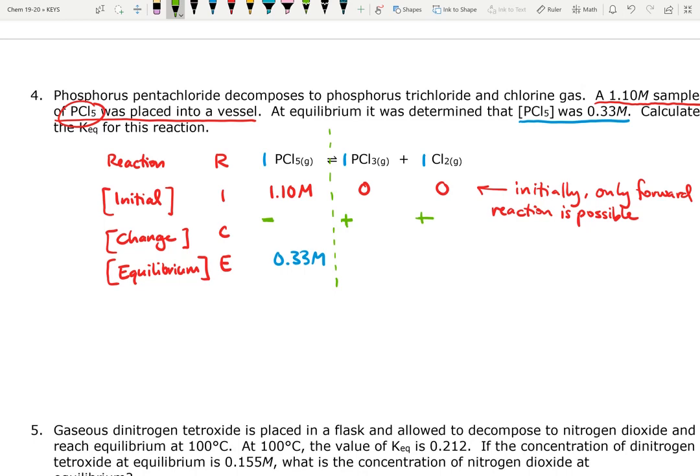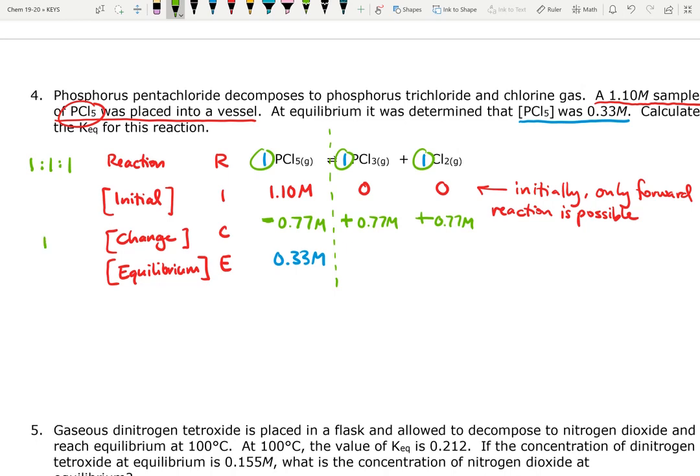Now here's the idea. We need to fill in some numbers. So how much did the PCl5 decrease in this case? Well, if I look at 1.10 and it ends at 0.33, I can figure out that it decreased by 0.77 moles per liter. That's how much it had to have gone down. If that's the case, because this is a 1:1:1 ratio, however much this one decreases, the others will increase the same amount because they're 1:1:1. So this one will go up by the same 0.77 moles per liter. This one will also go up by the same 0.77 moles per liter. Notice there in this row, the reaction row, we have a 1:1:1 ratio.